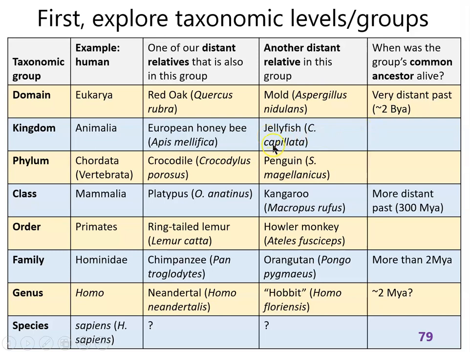So what I want you to pay attention to is how big are these groups? How different are the distant relatives within these groups? Was the common ancestor recent, or was the common ancestor very ancient? And as you go up or down this list, what are those trends that we see? So make sure you know these taxonomic groups. If you've taken biology and now you will have taken microbiology, you should be able to name these.